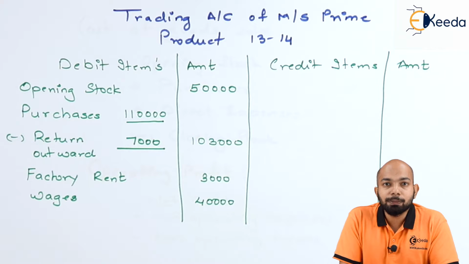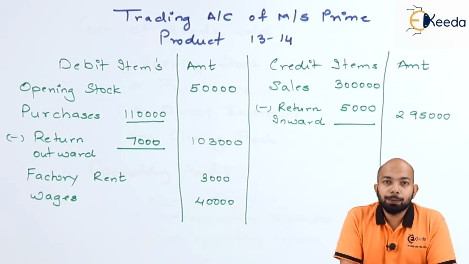After these items being posted on the debit side, we'll further go ahead and credit the items that are supposed to be recorded on the credit side, that being sales and sales return. So we'll figure out how much value is the sale and how much is supposed to be subtracted from sales as a part of sales return. Let's go ahead and do that part.